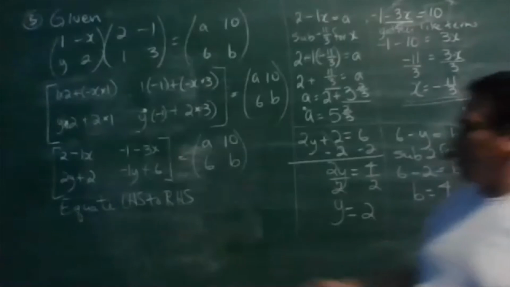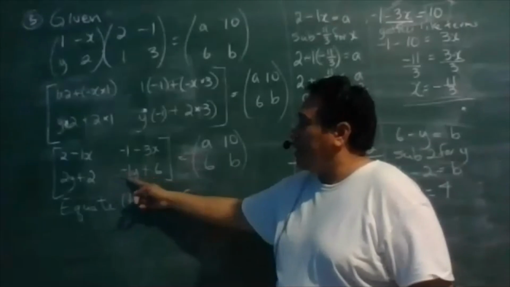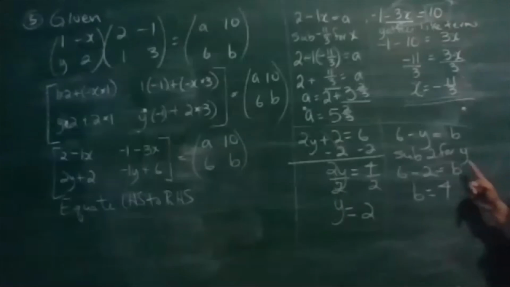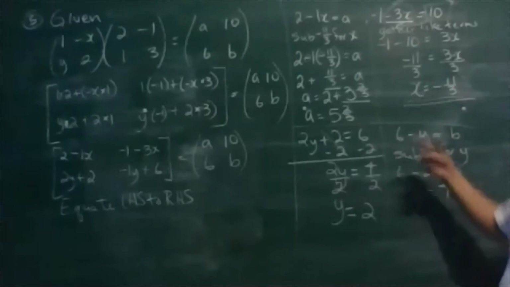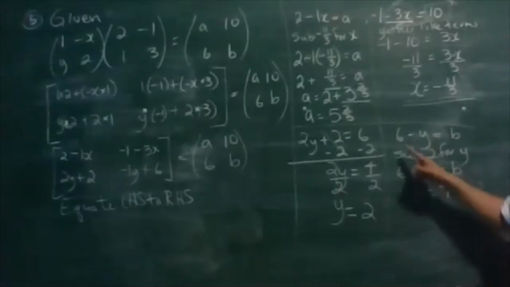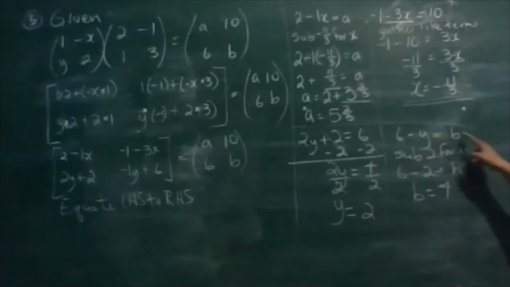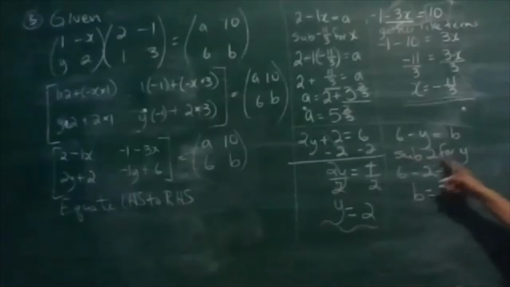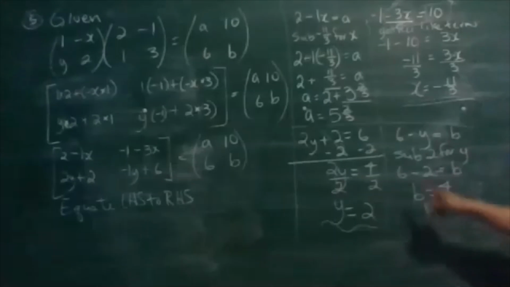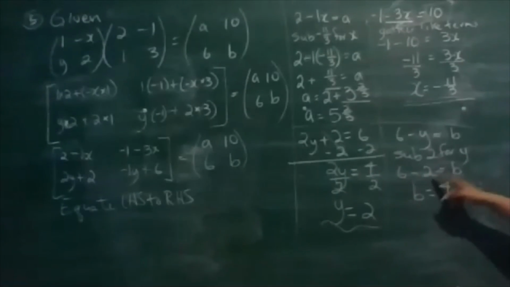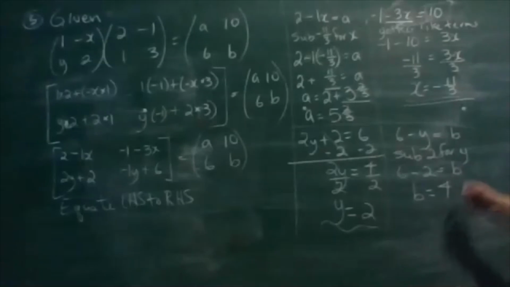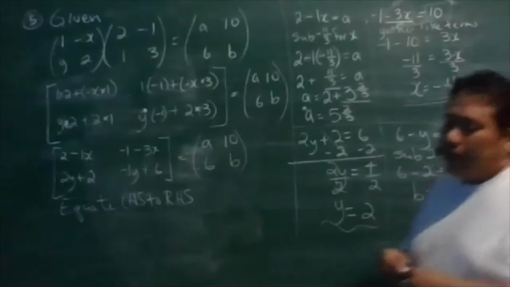Then the last one: negative 1y plus 6 equals b. I can write it with this y at the back since it is negative. So it will be 6 minus y equals b. I will substitute 2 for the y. So I'm going to have 6 minus 2 equals b. So if I have 6 and take away 2, I now have 4. And that is my final answer.